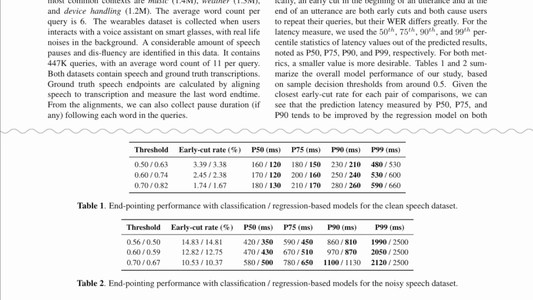Tables 1 and 2 summarize the overall model performance of our study based on sample decision thresholds from around 0.5. Given the closest early cut rate for each pair of comparisons, we can see that the prediction latency measured by P50, P75, and P90 tends to be improved by the regression model on both.